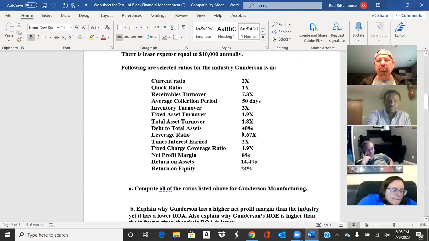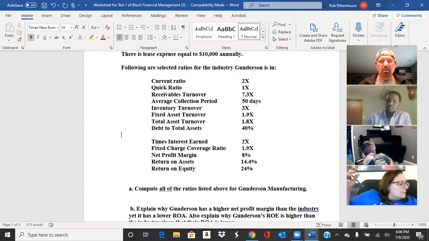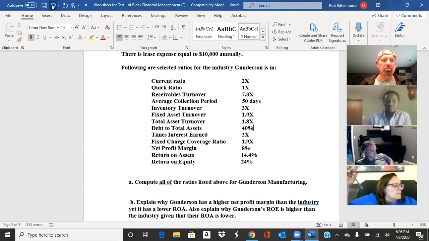The leverage ratio, we didn't cover that in class, so in fact, I'm just going to back that one right out of there. Okay. Now, times interest earned.